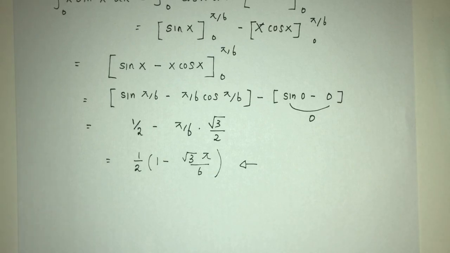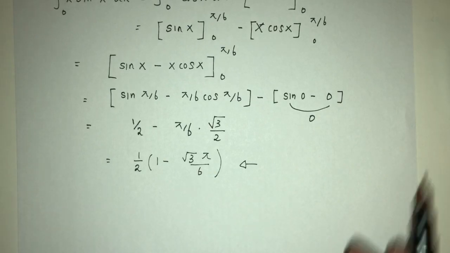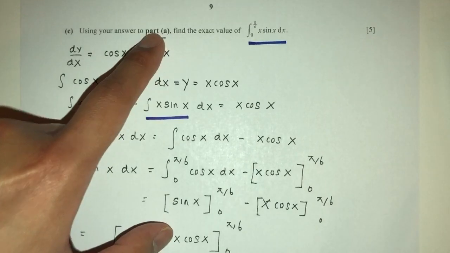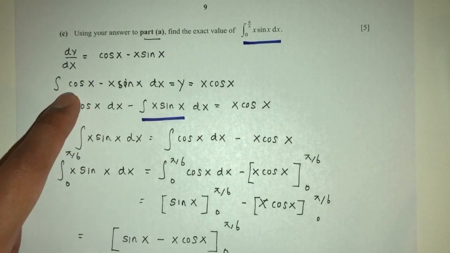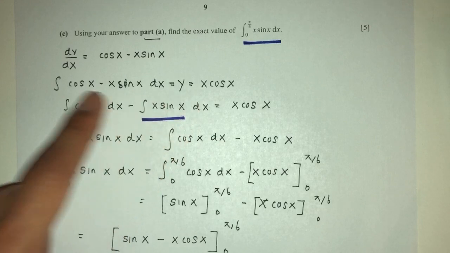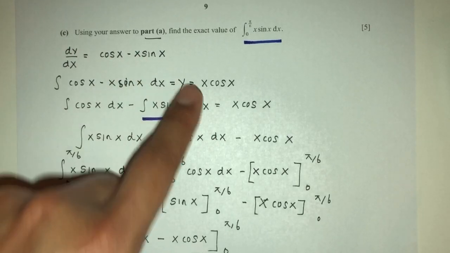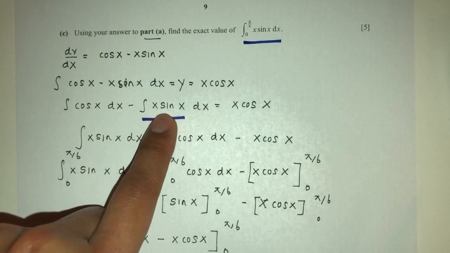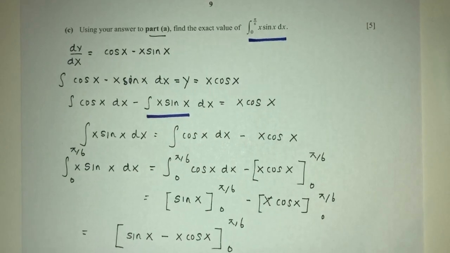value of that integration. So the main point here is you have to know this. Using part A, integration is a reverse process of differentiation. So integration of this one will give you back y, and then you will have to make this the subject to find the value. So that's the main point here. That is question number 7.